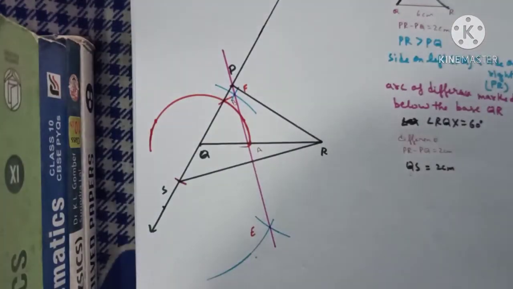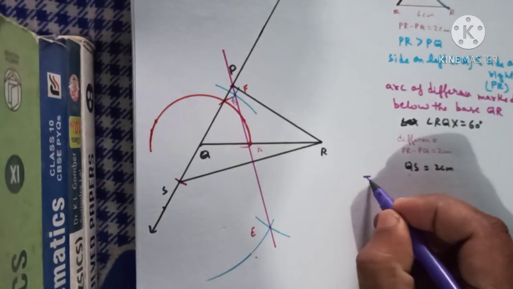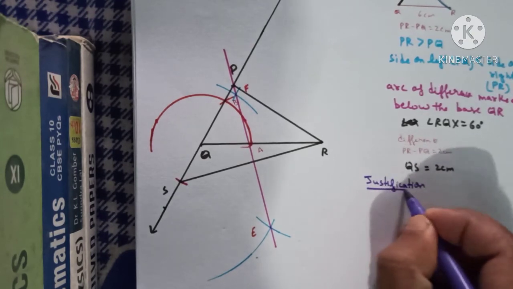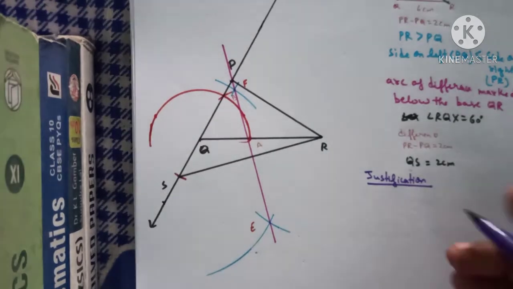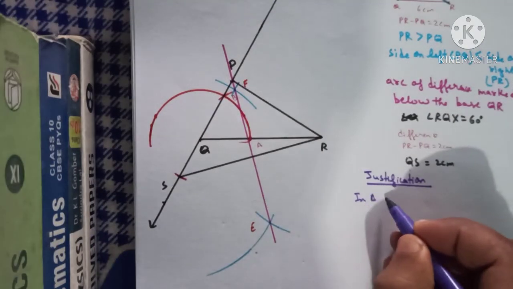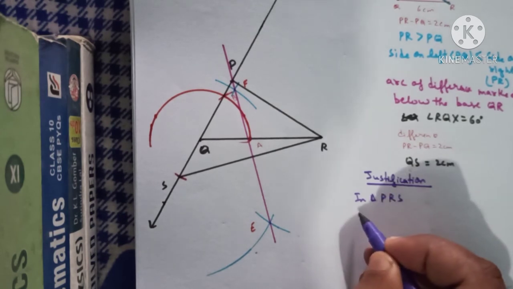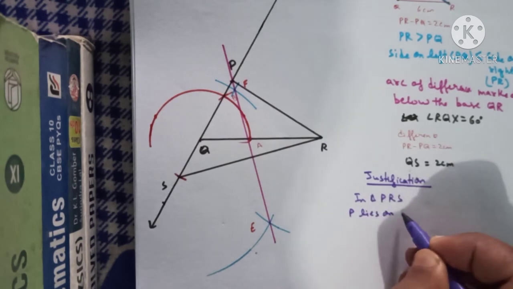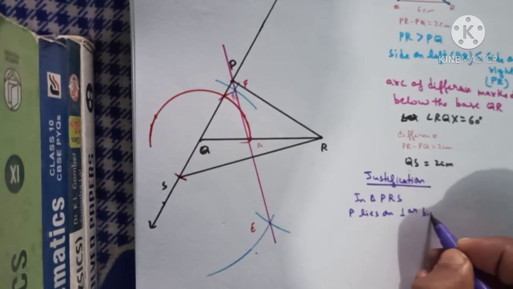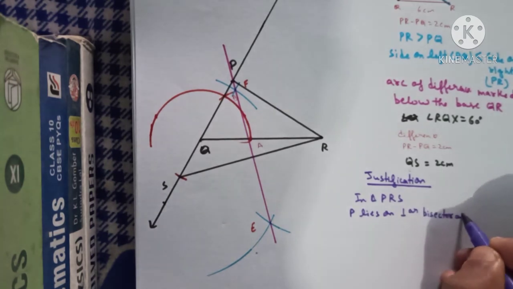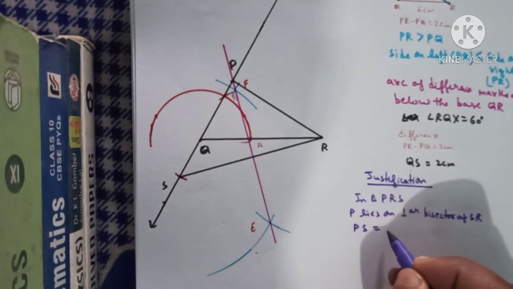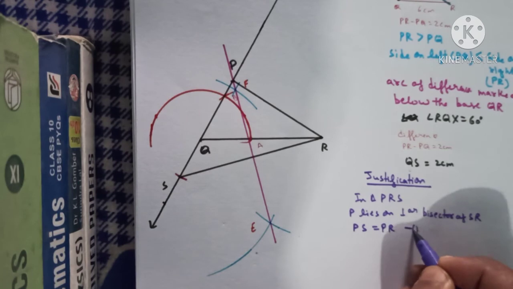Now we come to the justification of the given construction. In a similar manner we can justify that in triangle PRS, point P lies on the perpendicular bisector of SR. So we can say that PS is equal to PR. That is equation number 1.